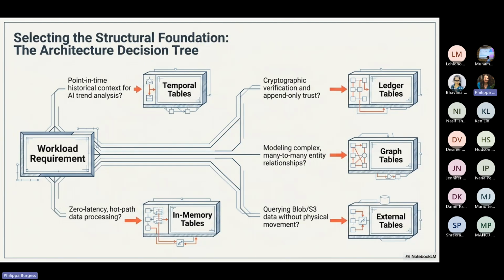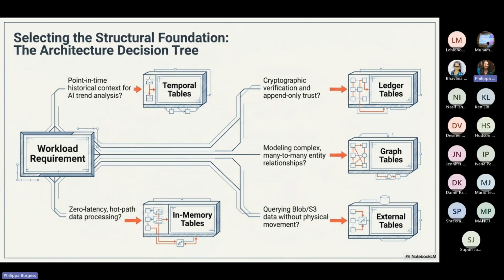Okay, so there are terms you should know: ledger tables, graph tables, and external tables. Graph tables model complex many-to-many entity relationships, and external tables query blob and S3 data without physical movement.